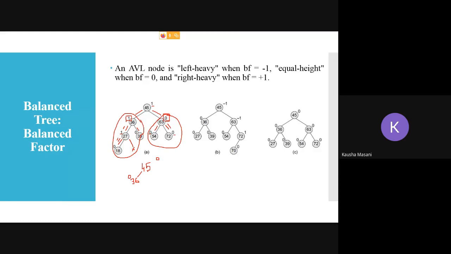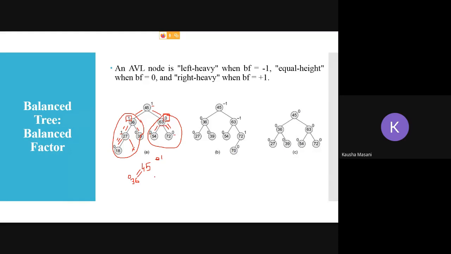But for 45, now I do have a left side. So the height of left is 1. Do I have anything on the right side? No. So 1 minus 0. So what is the balance factor now at 45? It is 1. Okay, it is no more 0 now. It is 1.